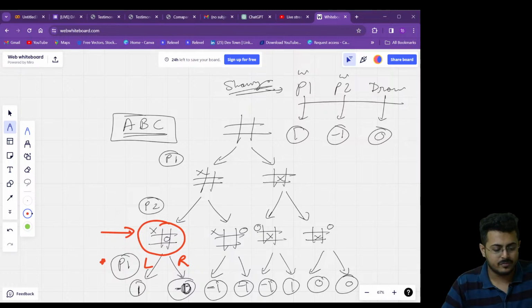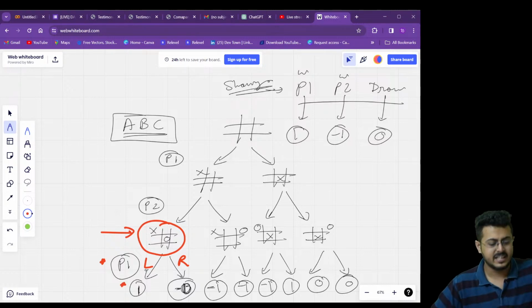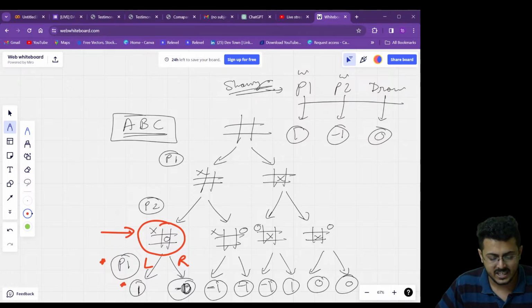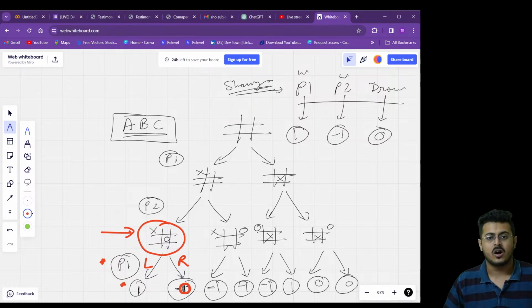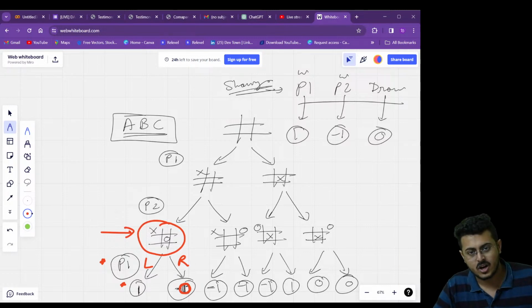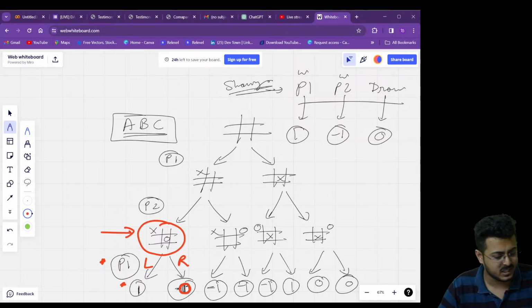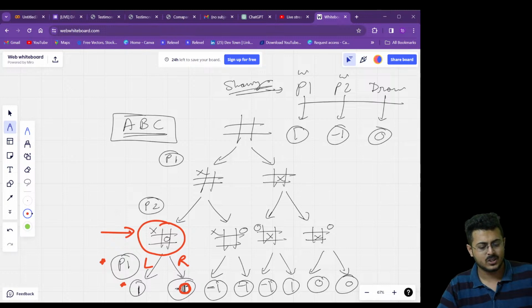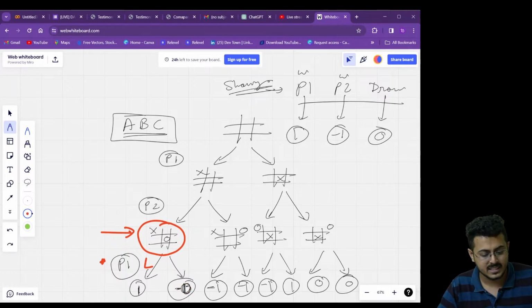Why? Because if we go towards the left, we are winning. We are getting +1. If we go towards the right, we are getting 0. That means it's a draw. It's better to win rather than draw because we are playing to win at the end of the day. So we will go towards the left.